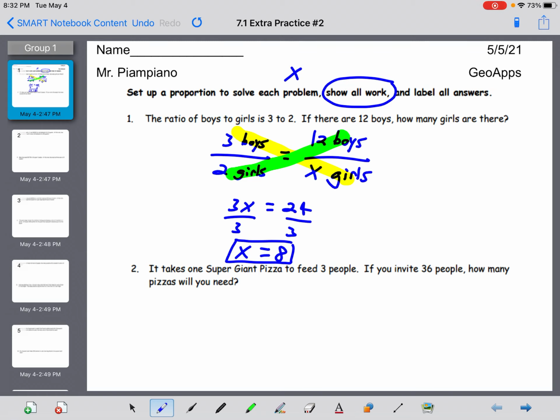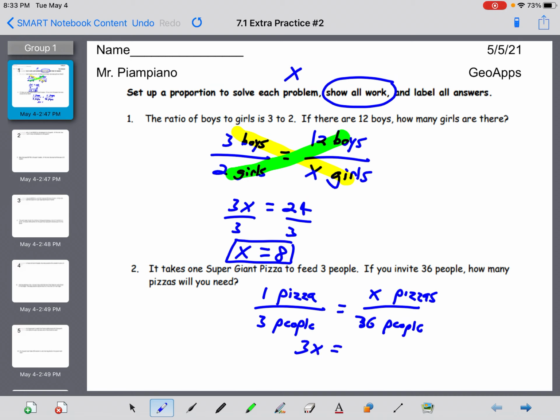Number 2 says it takes one super giant pizza to feed 3 people. So one pizza feeds 3 people. If you invite 36 people over, how many pizzas will you need? Okay, again, you cross multiply. 3 times x is 3x. 1 times 36 is 36. Divide by 3 on both sides, and x equals 12.